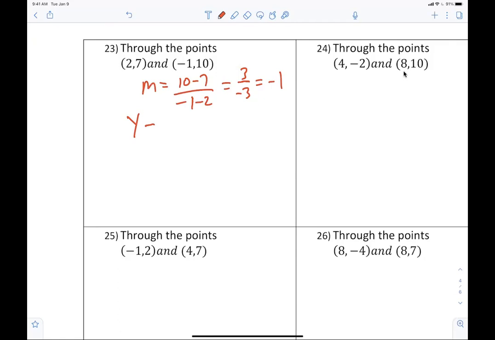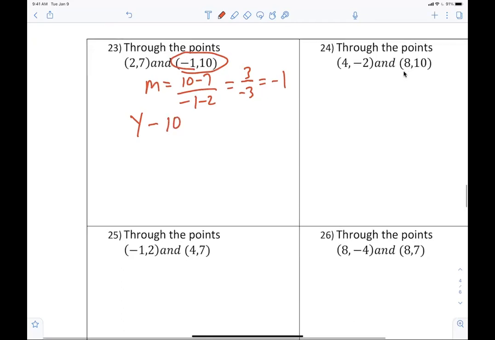So still just listen. Listen now. It's y minus y. Are you using the first point or the second point? So this is the second point. Do you agree with me? What's the y value of that point? 10. So it's y minus 10 equals, what's the slope? -1. Open parentheses. What's the x coordinate?